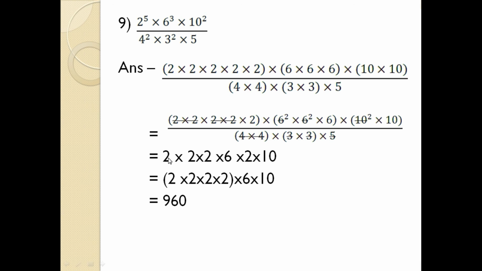So how many 2s are there? 1, 2, 3 and 4. So 4 2s we will write like this, and then 6 into 10. So 2 2s are 4, 4 2s are 8, 8 2s are 16. 16 into 60. So the answer will come 960.